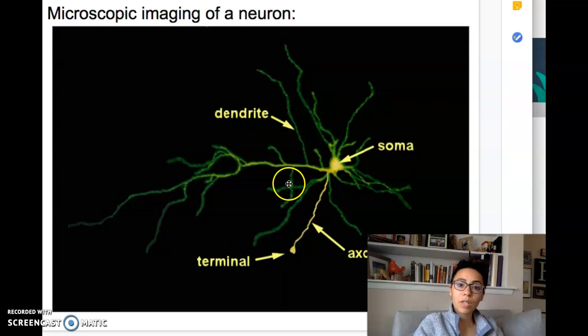So here's a microscopic image of an actual neuron. You can see the cell body, or the soma, right here in the dark yellow. All these branches coming out from the top of that are the dendrites. This long part here is the axon, and then the axon terminal is the end here. This is where the nerve would connect with another neuron.